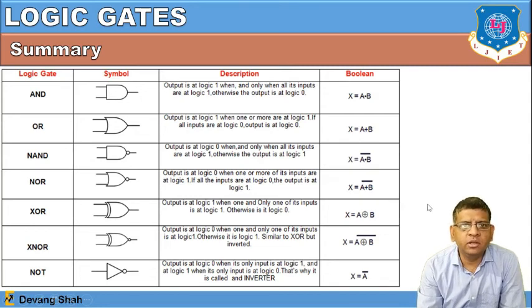If you look at the summary, you can see the AND gate, its symbol and description, which we have already discussed, with the Boolean function x is equal to a dot b. Same way for the OR gate, x is equal to a plus b. NAND gate, x is equal to a dot b whole bar. NOR gate, x is equal to a plus b whole bar. XOR gate, x is equal to a XOR b, that means a bar b plus a into b bar. XNOR gate, x is equal to ab plus a bar into b bar. And the NOT gate is an inversion: you apply a, you get a bar.